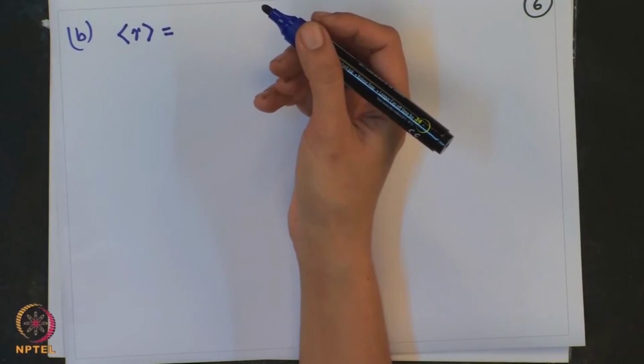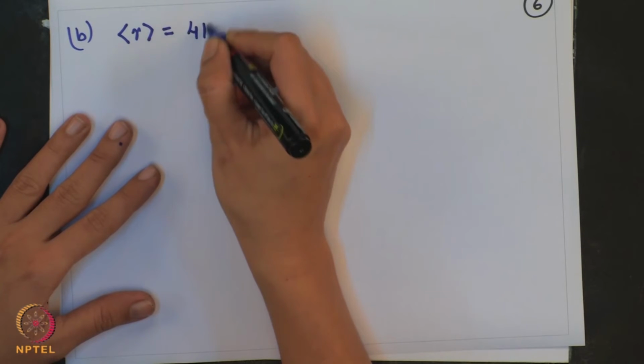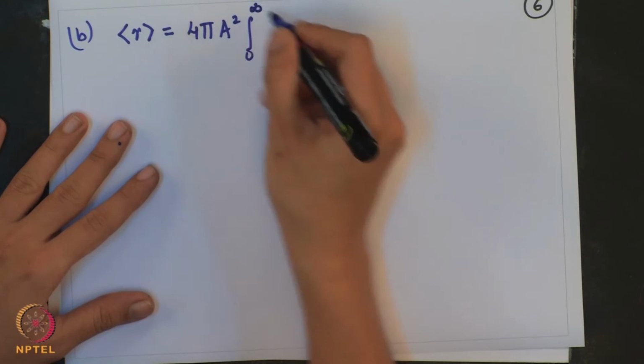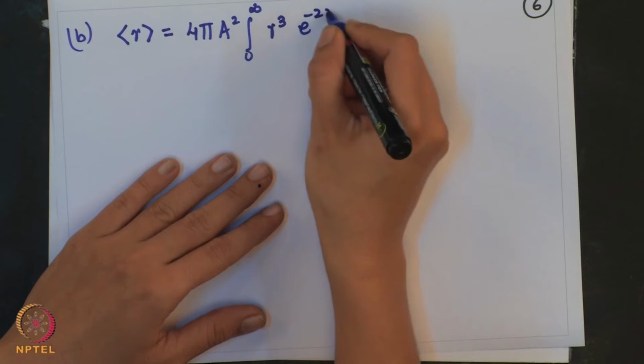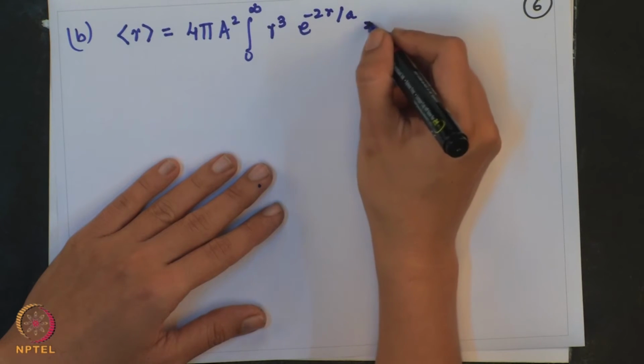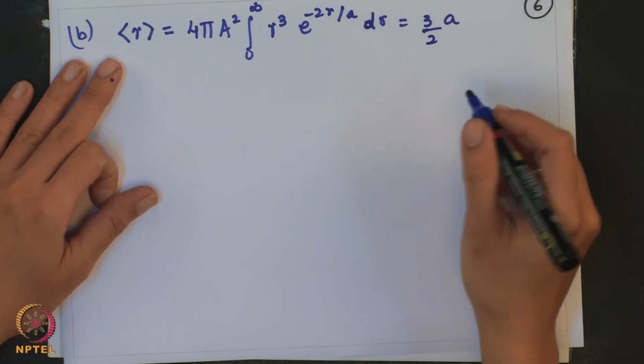So, again this B part, in the B part you have to find out the mean distance. So, the mean distance is the average, which you can easily do as psi star r psi, very simple expression. So, it will be 4 pi a square, 0 to infinity. When you take psi star r psi, you obtain r cube e raised to minus 2r upon a into dr, which is nothing but 3 by 2 times a. So, this is the mean distance.